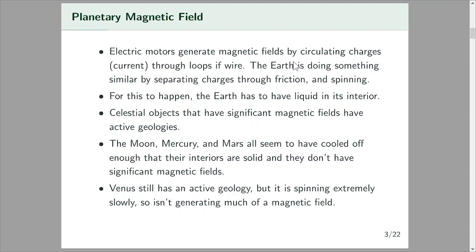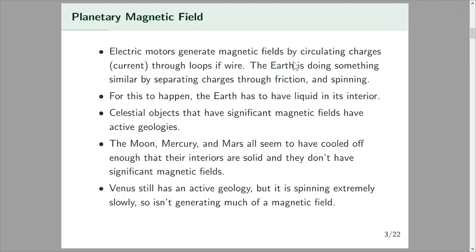The Earth and other objects generate magnetic fields a little differently, but it's the same principle. The Earth separates charges, and the spinning of the Earth produces a magnetic field as a result of that, and that's where it comes from. For this to happen, the Earth has to have liquid in its interior so that these things can rub past each other and there can be friction and so on.